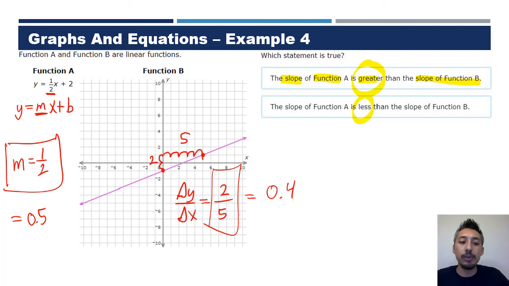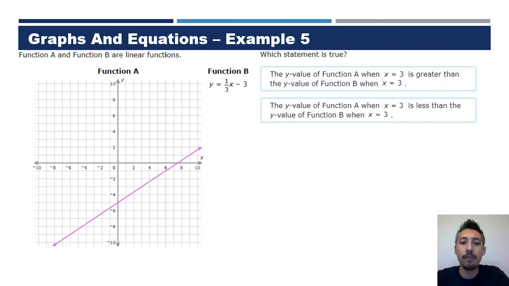So which of these two slopes is greater? In this case, 0.5 is greater. So function a has a greater slope, which means that the first option is correct. The slope of function a, which is 0.5, is greater than the slope of function b, which is 0.4.